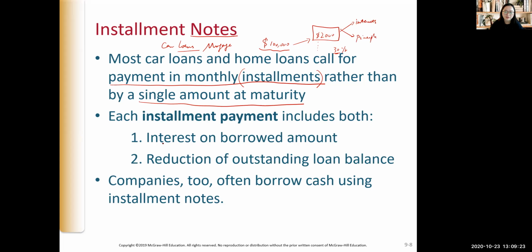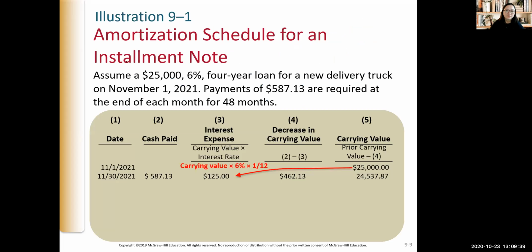So one, we call the interest on the borrowed amount. Second, we call the reduction of the outstanding loan balance, or we can say the carrying amount, right? Companies too often borrow cash using installment notes. So let's take a look at one. Now, as we always do a schedule for depreciation, we want to do an installment note amortization schedule to illustrate how the note payment installment works.